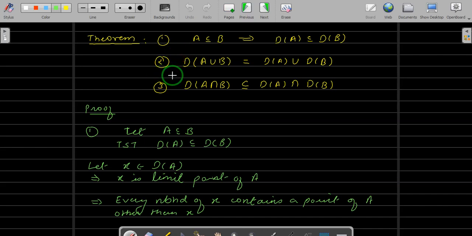Welcome learners. So we are dealing with the derived set, some properties of the derived set. In the previous video, we have seen these three properties. We proved the first one, that is, if A is a subset of B, then the derived set of A is a subset of derived set of B. And then we listed these two. So today we will prove these two statements, and again one more theorem or result we will prove.